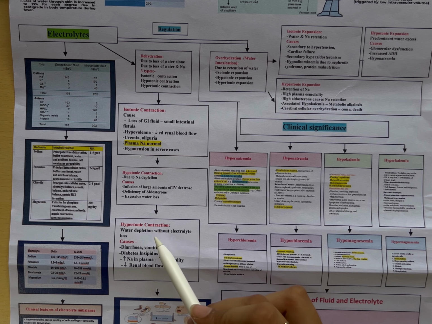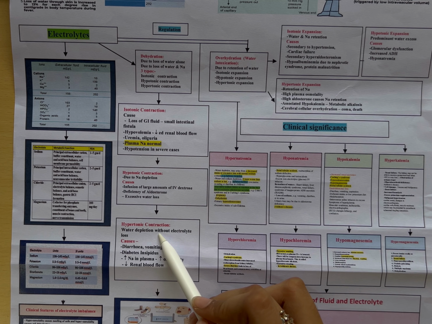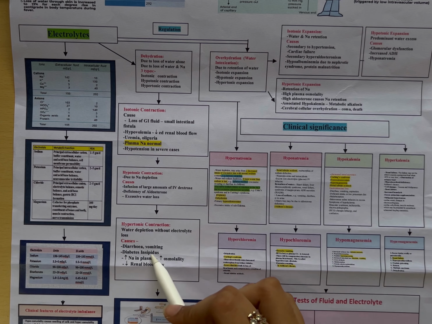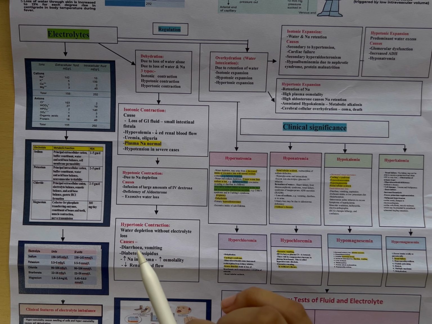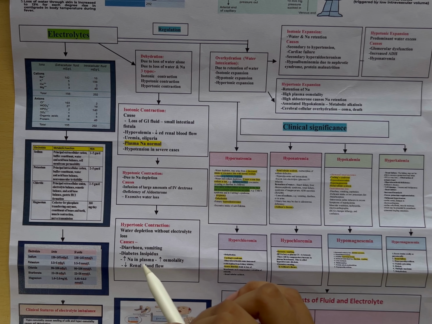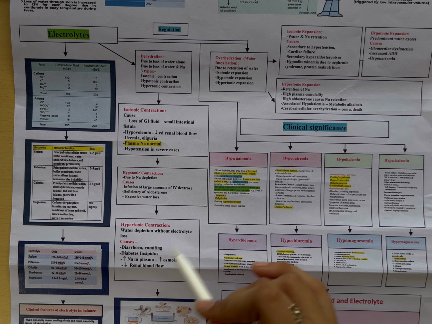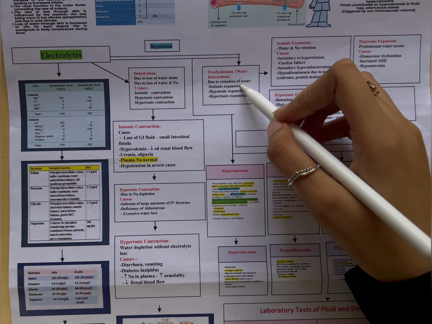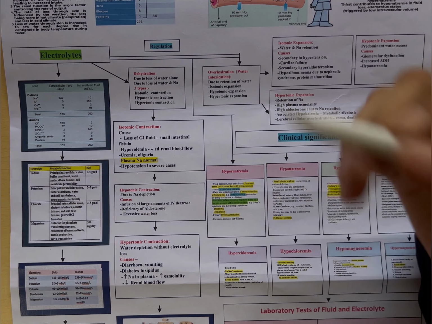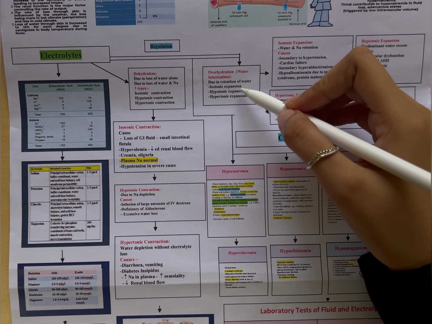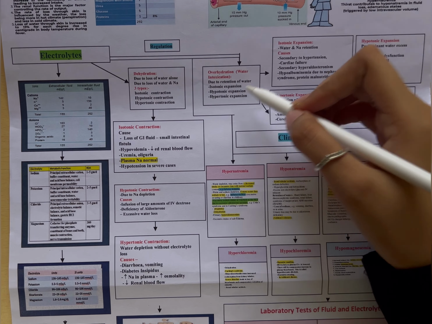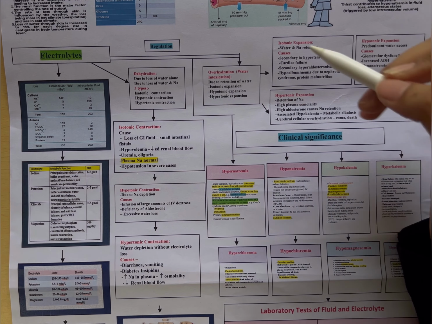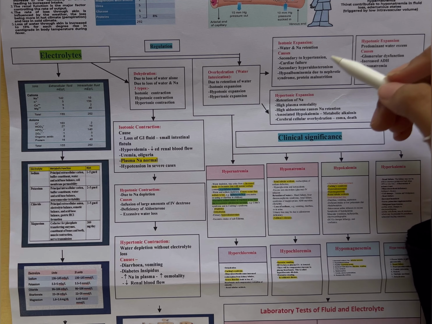And then in the hypertonic contraction, the water loss exceeds the sodium loss. This leads to increased sodium levels in the body. For example, it is seen in diarrhea, vomiting, severe sweating, and also in diabetes insipidus. Next, moving on to overhydration, which is caused by excessive fluid intake or fluid retention in the body. The types of overhydration include isotonic expansion, which is the retention of fluids and sodium in the body, as seen in case of edema.